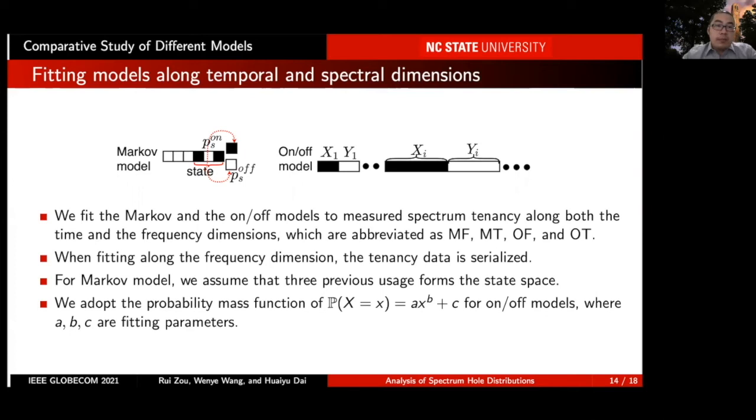For the on-off model, the time lengths of the on and off periods are considered instances of random variables with the same distribution. When the two models are fitted along temporal and spectral horizons, the four fitted models are denoted as MF, MT, OF, and OT. When fitting in the frequency domain, the spectrum tendency is serialized along the frequency horizon. For Markov models, we assume that three previous tendencies form the states. For the on-off model, the probability of the on-off times follows the power law function with a constant.